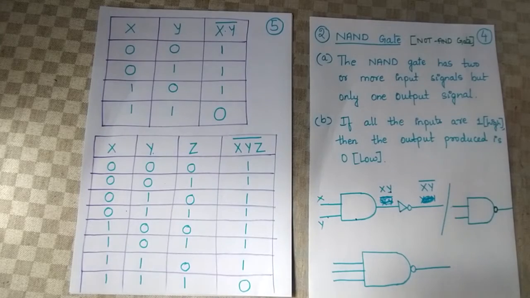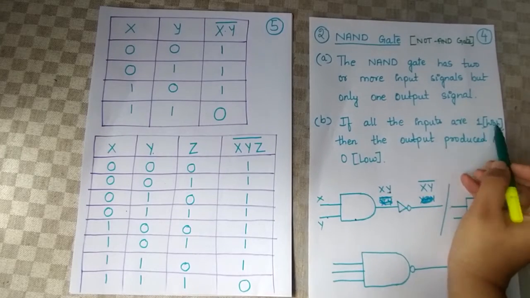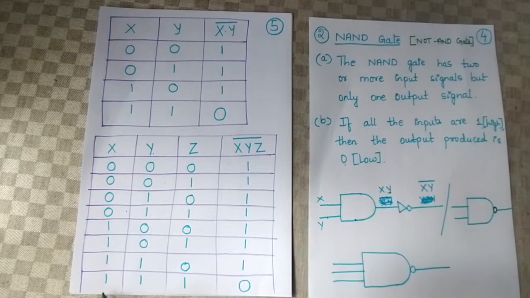So what the NAND gate says is, if all the inputs are high, that is 1, then the output produced will be low, that is 0. Since in this combination all the 3 inputs are high, that is 1 value, that is the reason the resultant value is 0.